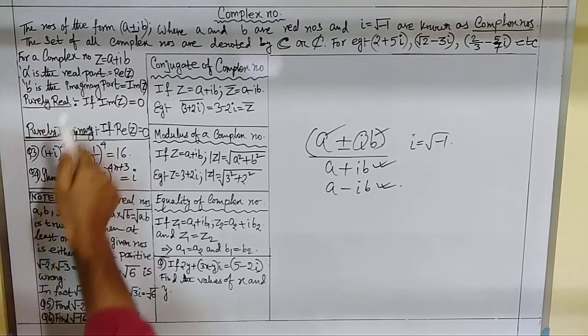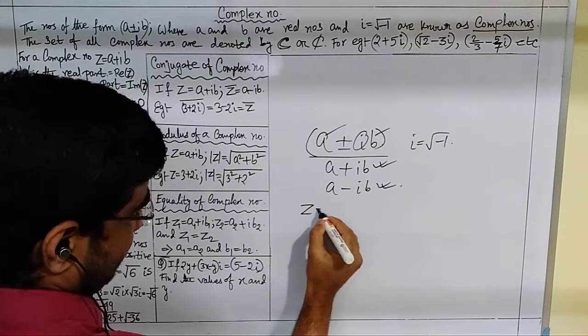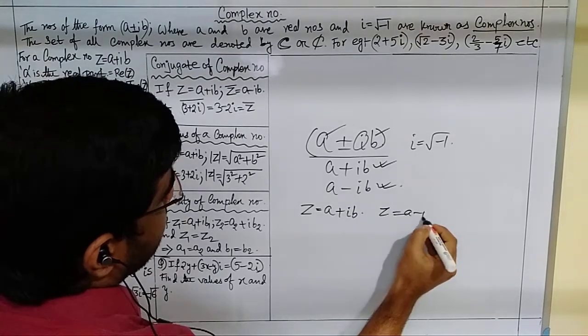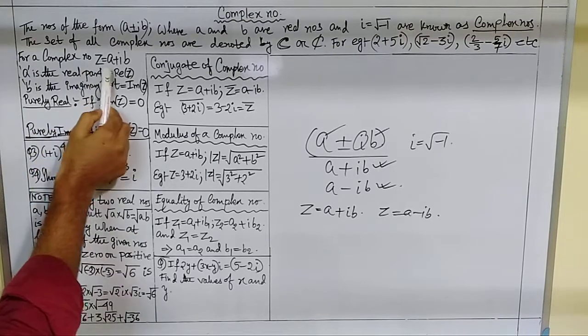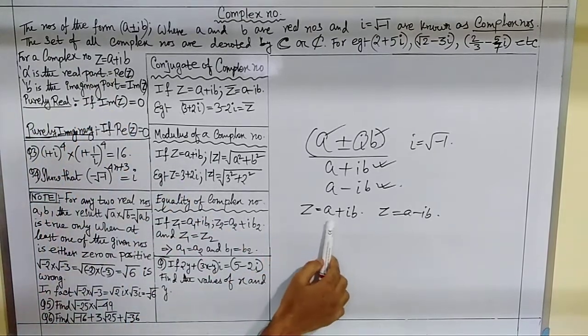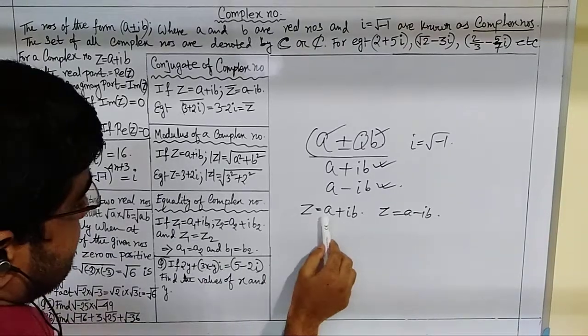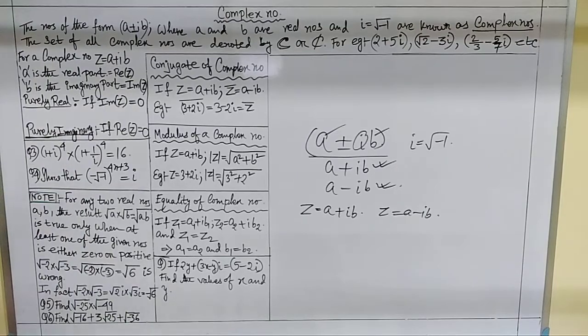Now, a complex number is also denoted by capital Z. Z is equal to a plus ib or Z is equal to a minus ib. So these are complex numbers where small a is the real part, and small b is the imaginary part.